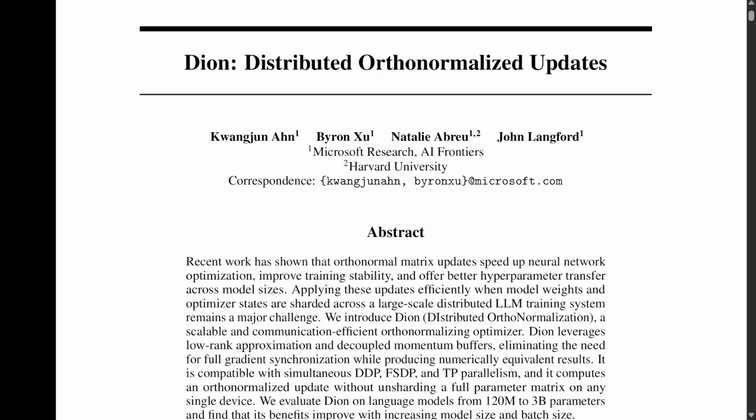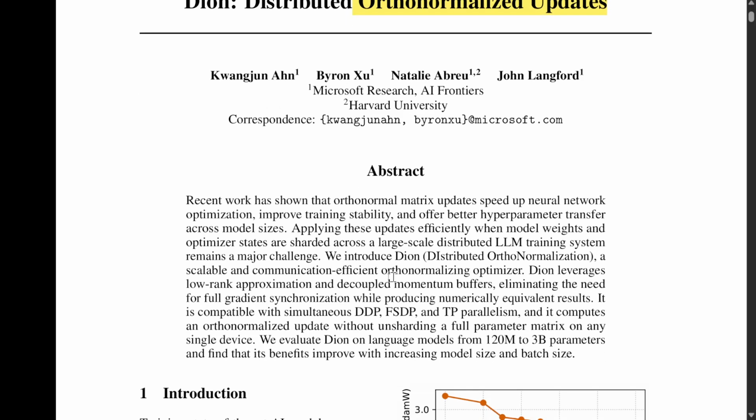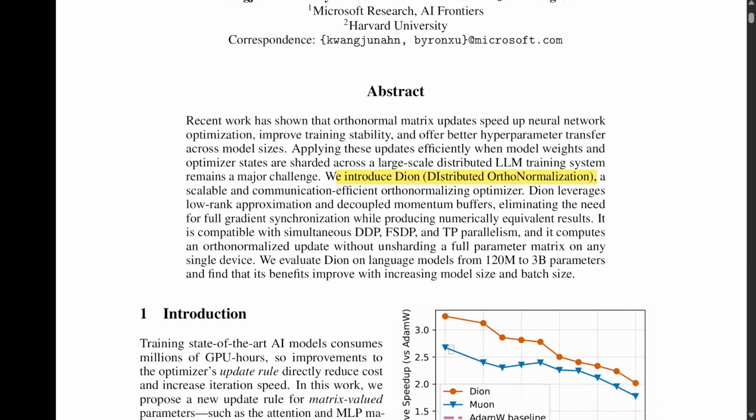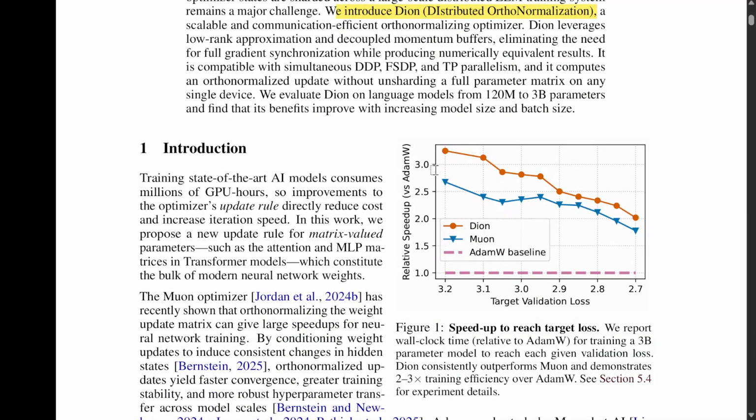Which brings us to this promising idea that came before Dion: orthonormal updates. Some recent work, particularly from Jordan and colleagues in 2024 with their Muon optimizer, showed something really powerful. They found that using these orthonormal matrix updates could actually speed up training quite a bit, make it more stable, and even help transfer settings, hyperparameters, between different model sizes. So Muon was really key. It proved the concept worked and had real benefits.